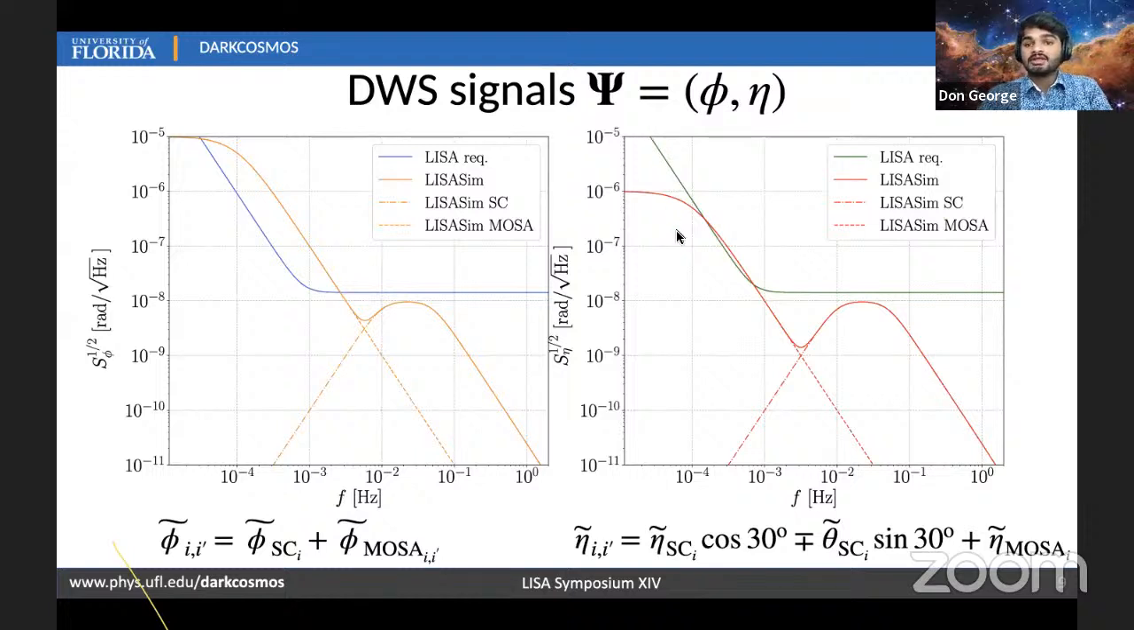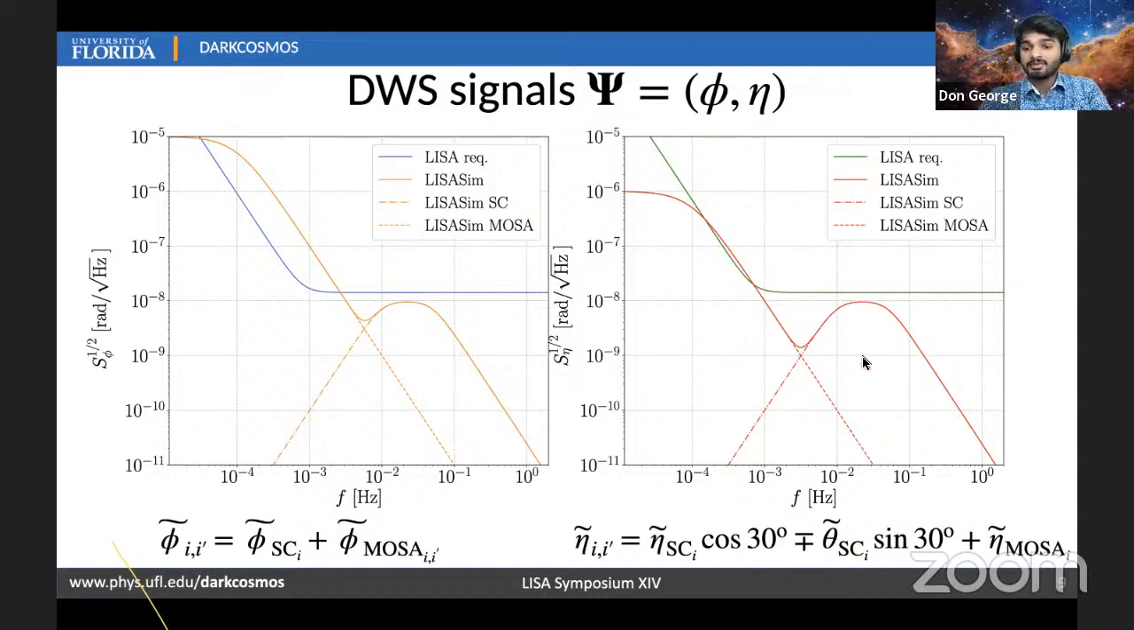So let's move on to the DWS signals themselves, which is one of the most important parts of the results, or impacts results the most. If you consider case A, which is this blue curve, LISA requirement, it's similar for both the spacecraft and the MOSA. This orange curve is LISA Sim, and it has some fall off in the high frequency regime because we expect some fall off due to the natural jitter, the natural inertia of the spacecraft. And this will play a big role in our results, as we will see.